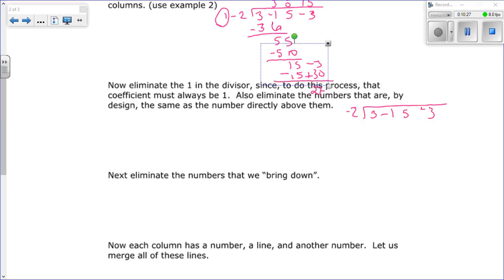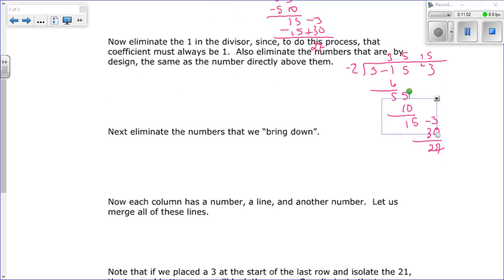And on the top, I still have 3, 5, and 15. So I'm going to eliminate that first 3, so I'll have a 6, and then I have my line, and then I have a 5, and I brought down the 5, and then the negative 5 that was there will go away, and then I have the plus 10, my line, 15, bring down my negative 3, then I had just a 30 and a 27.